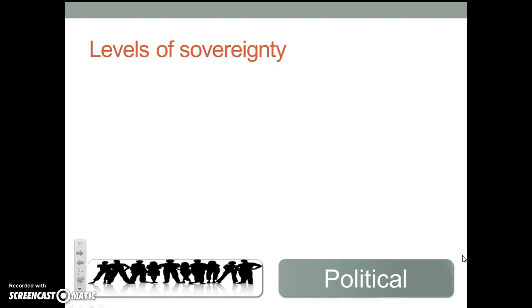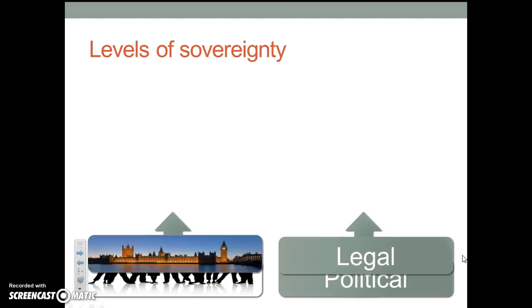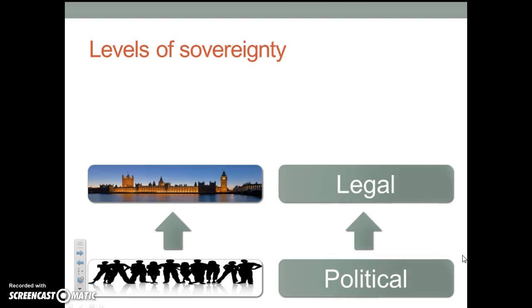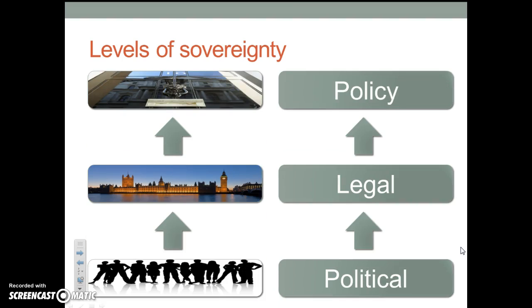We can look at it this way. The people are the political sovereigns. We grant authority, legal authority, to Parliament to operate on our behalf. And Parliament needs somebody to guide it, to make the sort of executive decisions. And so we have policy sovereignty, and we grant that to number 10, to the government. This is all very, very complicated, and I look forward to answering questions that come up in class. So try to process that, come through with your questions, and I look forward to answering them as soon as I possibly can.